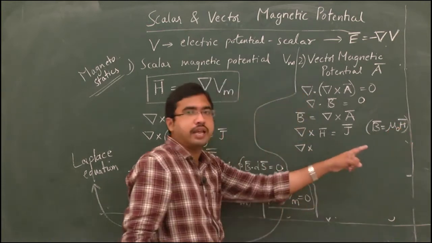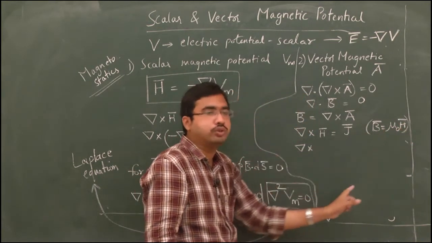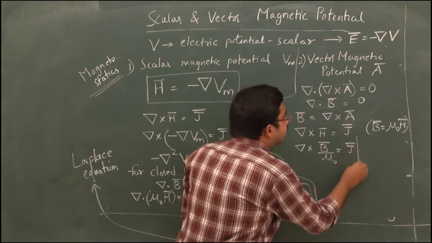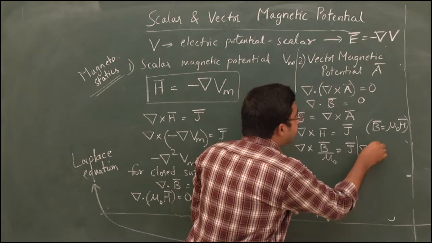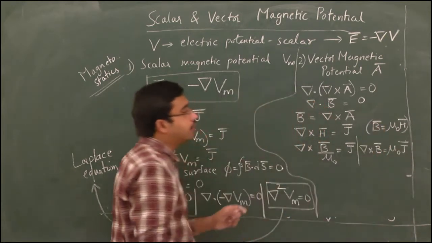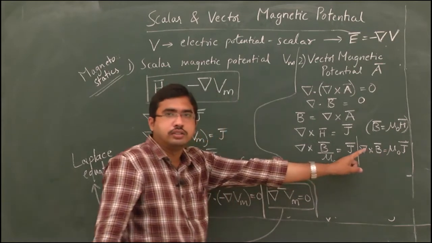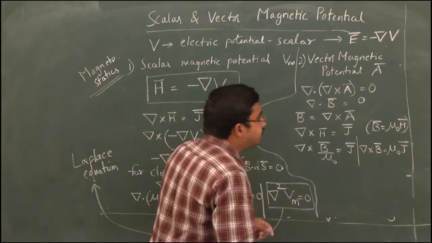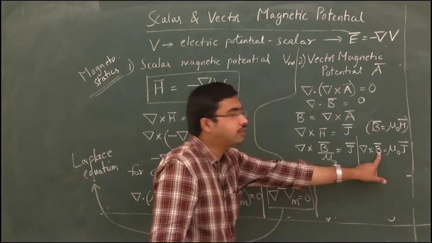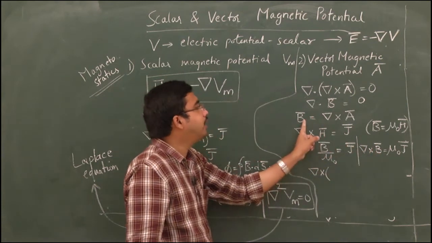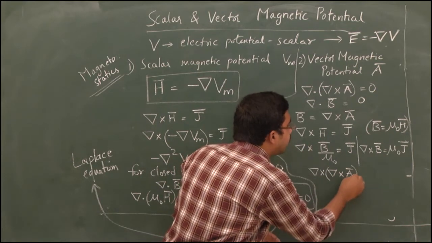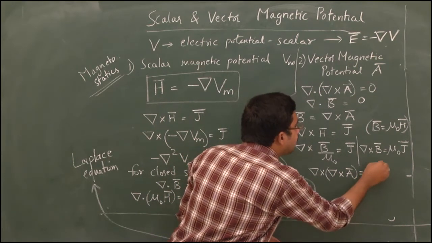So from this, in the place of H, what can we substitute? B bar by mu naught is equal to J bar, which states that del cross B bar is equal to mu naught into J bar. Okay. So here again we can write del cross, in the place of B bar, what can you write? In the place of B bar you can write del cross A bar. Del cross del cross A bar is equal to mu naught into J bar.